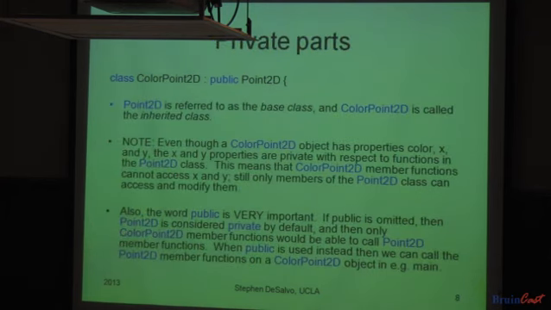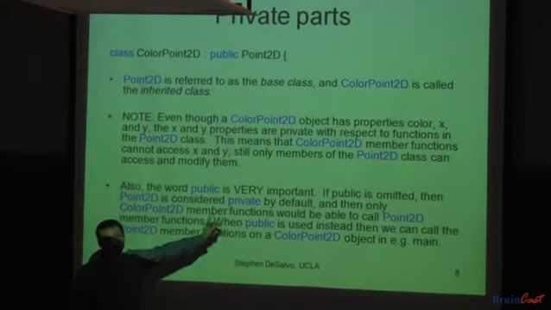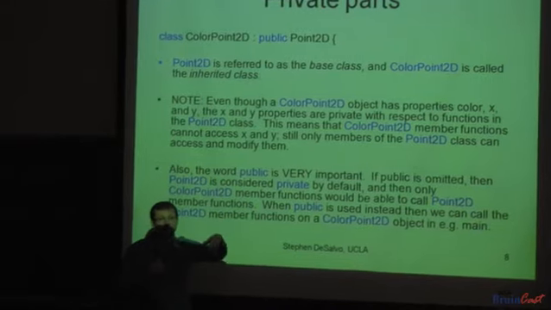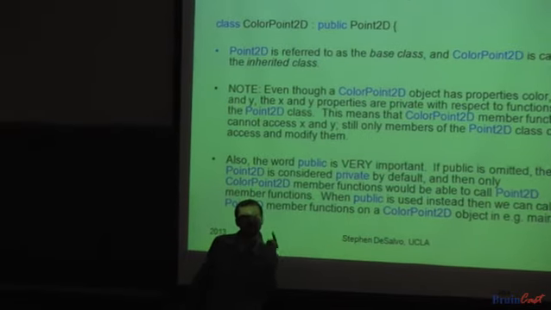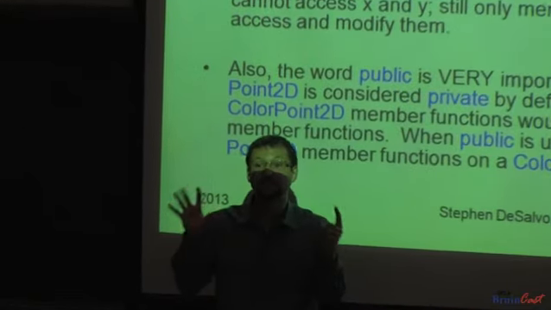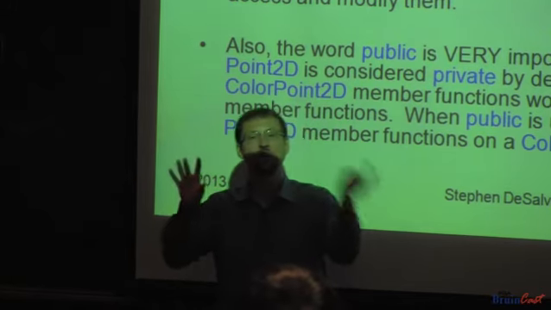So let's just end on this terminology. Point2D is referred to as the base class, and ColorPoint2D is called the inherited class. There is a very subtle issue with public and private. It is more than subtle. We will start out on Friday explaining precisely what the permissions are. So think about the following. Just because you have a ColorPoint2D object that has the properties of Point2D, it doesn't mean you have full access to those Point2D variables. That's what we'll start discussing on Friday.